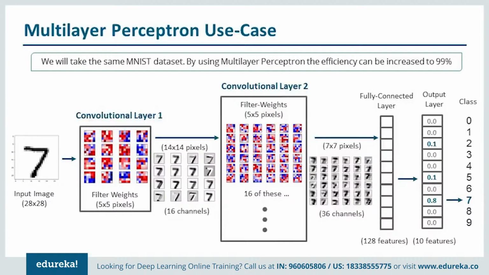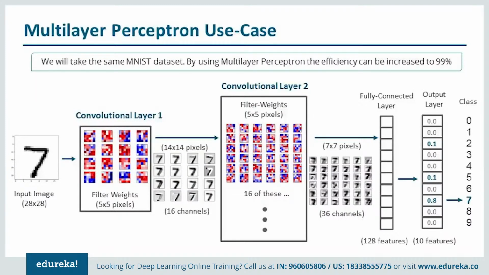We need filter weights for each of these 16 channels, and we need filter weights for each output channel of this layer. There are a total of 36 output channels, so there are a total of 16 times 36, which is around 576 filters in the second convolutional layer. The resulting images are downsampled again to 7 by 7 pixels. The output of the second convolutional layer is 36 images of 7 by 7 pixels each.